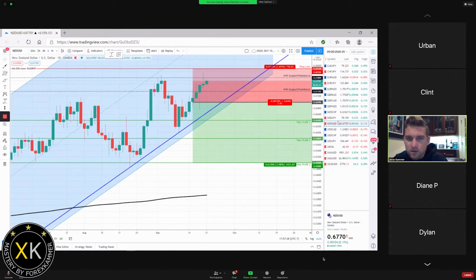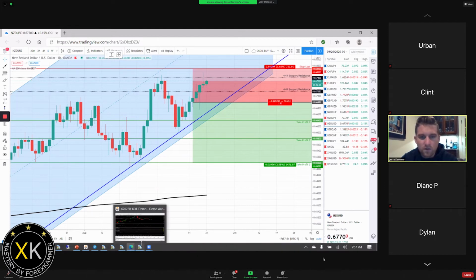NZD USD. In a little bit of drawdown on this. I do have a second entry that was up here at this 4-hour level support or resistance. Have to look at XK for this trade.